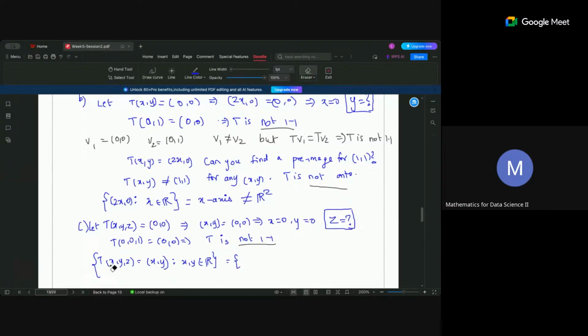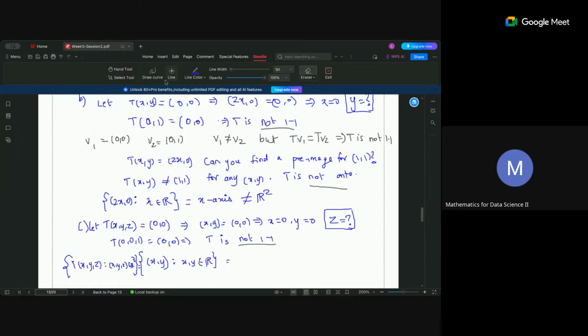This set is nothing but exactly R2. This is exactly R2, right? So the set of all T of x comma y comma z, with x comma y comma z in R3, is this set, which is R3.